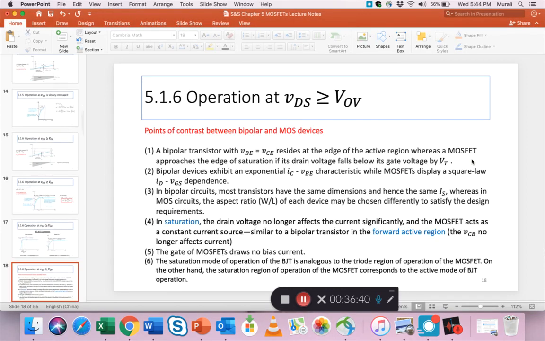Another one I have is also full of differences between a bipolar transistor and MOS devices. I won't have time to go through all this. I request you to read through it. You'll understand because we've done BJTs pretty well now. There are a lot of similarities but lots of differences also. So this slide kind of summarizes the two. Okay.